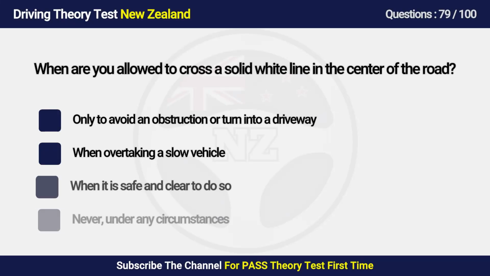Question 79. When are you allowed to cross a solid white line in the center of the road? A. Only to avoid an obstruction or turn into a driveway. B. When overtaking a slow vehicle. C. When it is safe and clear to do so. D. Never under any circumstances.